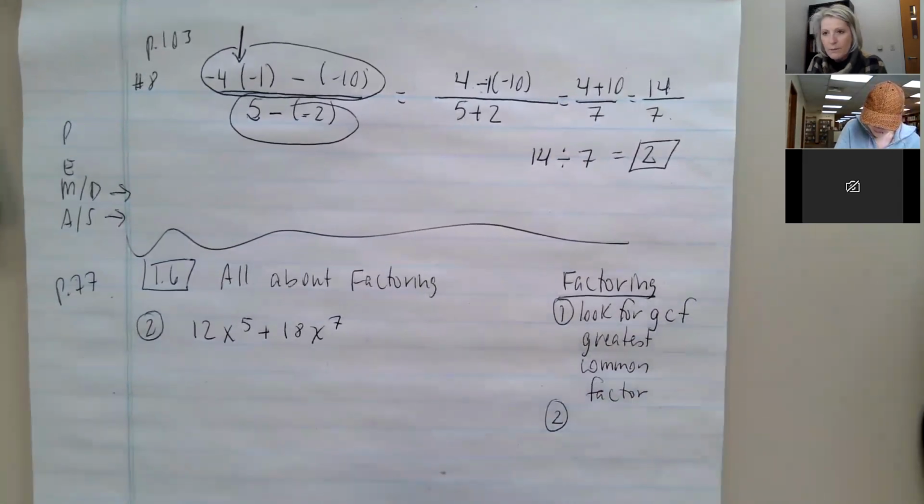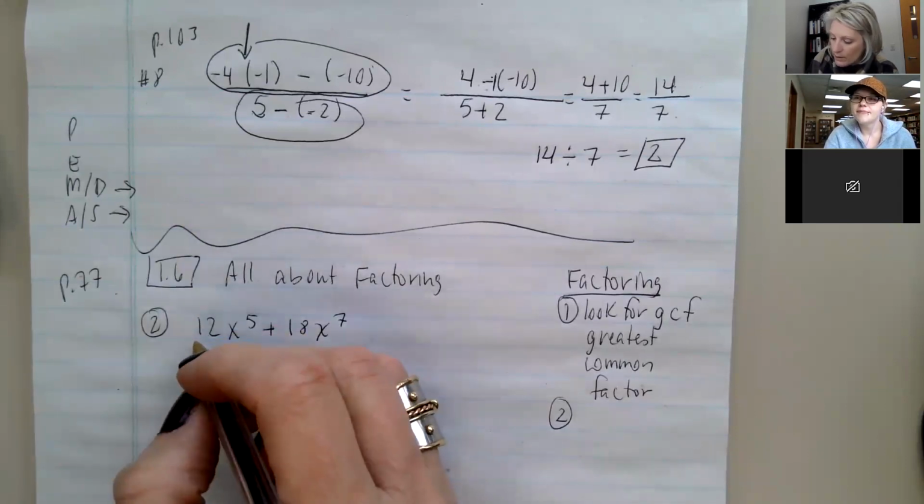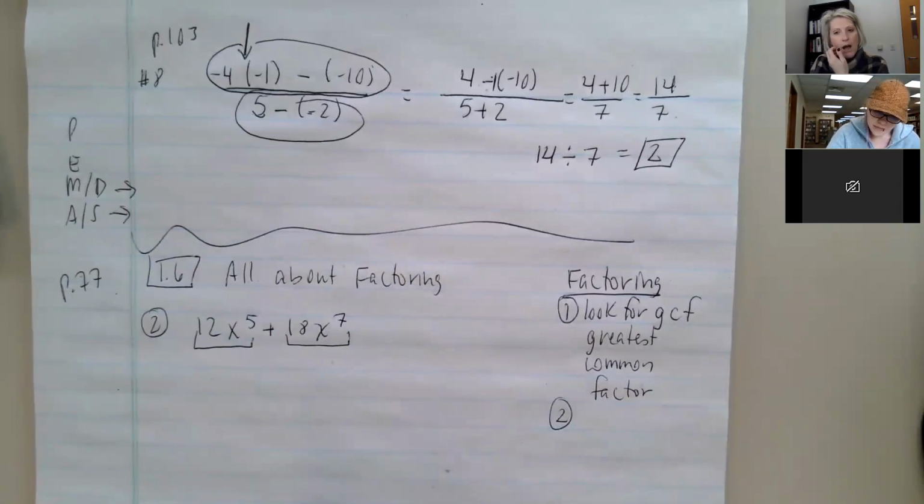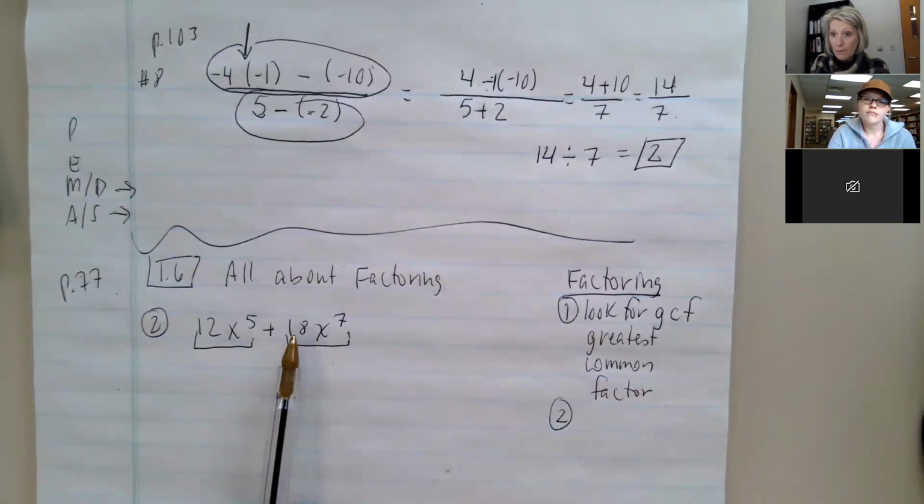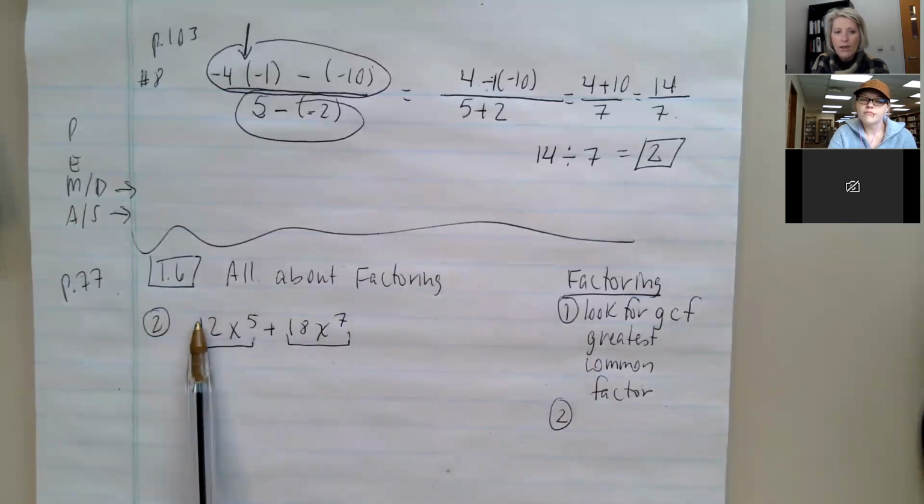And if you watched my video on terms, well, you haven't because I haven't put it on 084 yet. Terms are things that add and subtract. So this is a term, 12x to the 5th, and 18x to the 7th is a term. But factors are things that multiply together. So there are numbers that multiply to make 12. There are x's, 5 of them, that multiply to make this x to the 5th. And then there are numbers that multiply to make 18. And then there are 7 x's that multiply to make this. Those are factors. So we want to look for the greatest common factor between this term and this term.